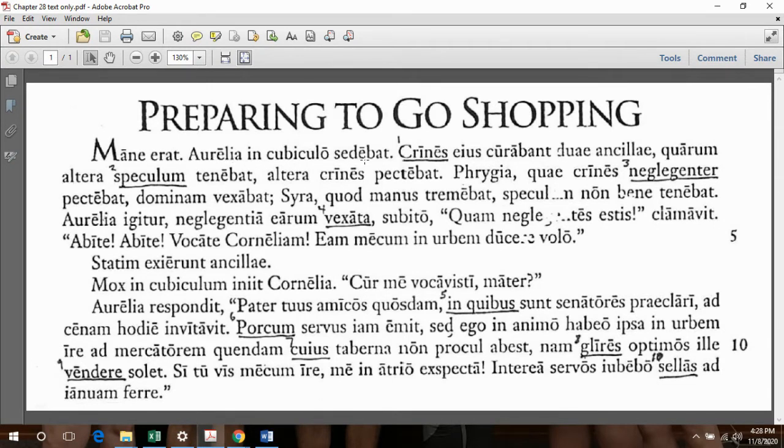Aurelia was sitting, sedebat, imperfect, in the bedroom. Crines eas curabant duae anculae. Duae anculae is our nominative plural subject. Two slave ladies were taking care of, were caring for, the hair of her, or her hair.